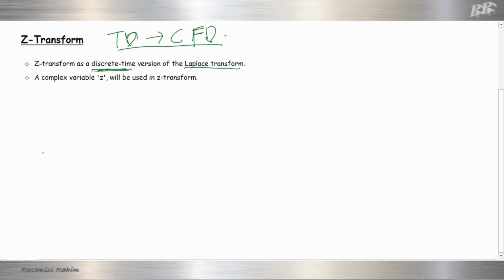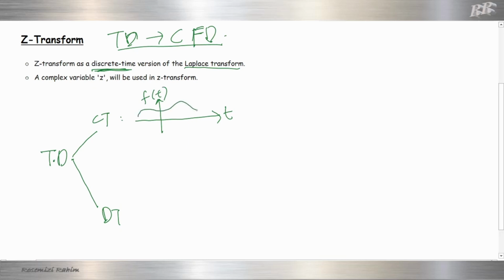Let's say we have our time domain signal. We have two types of time domain signal. First, continuous time, and also discrete time. Let's say our continuous time is like this: a continuous signal, with t as the time domain, f(t), a function of t. Let's say our graph is continuous like this, and we want to convert from time domain to frequency domain. This is the time domain, and this part is the frequency domain.